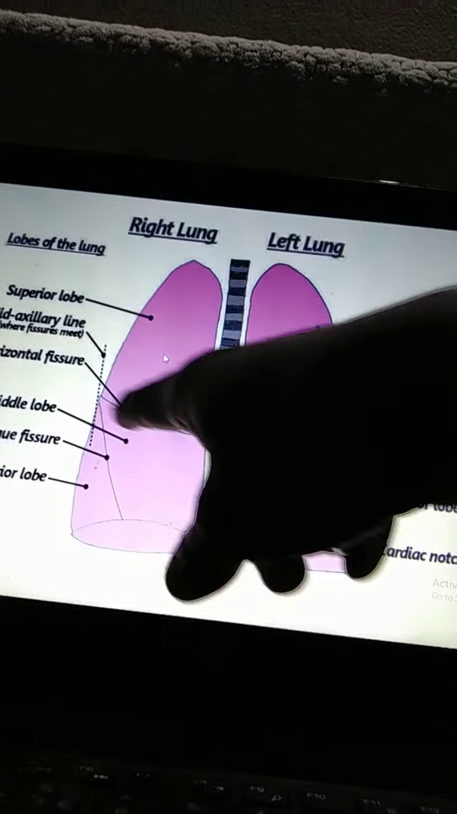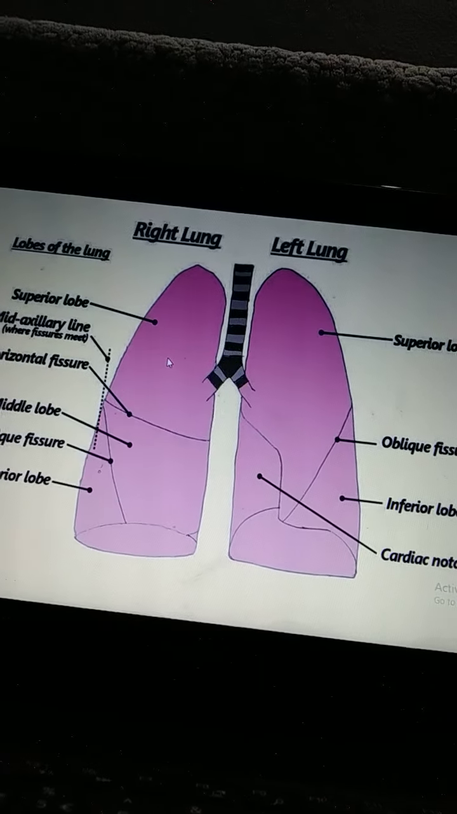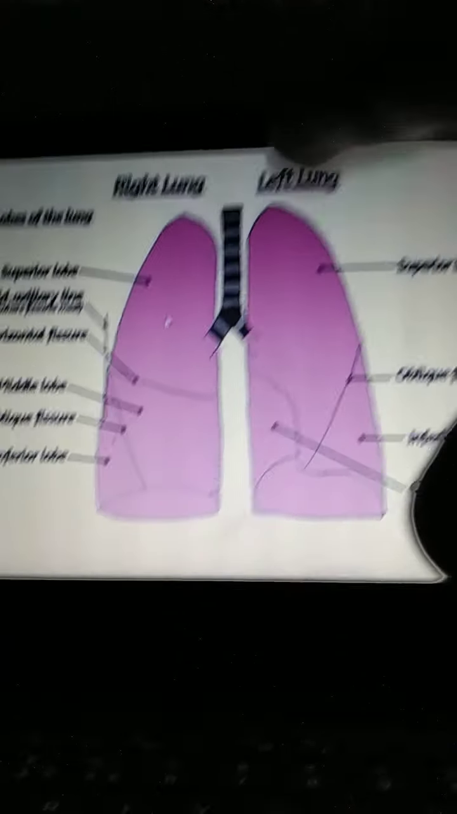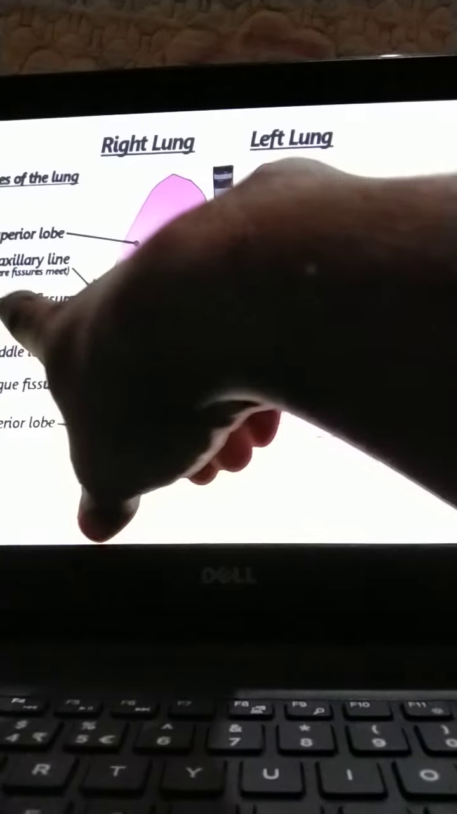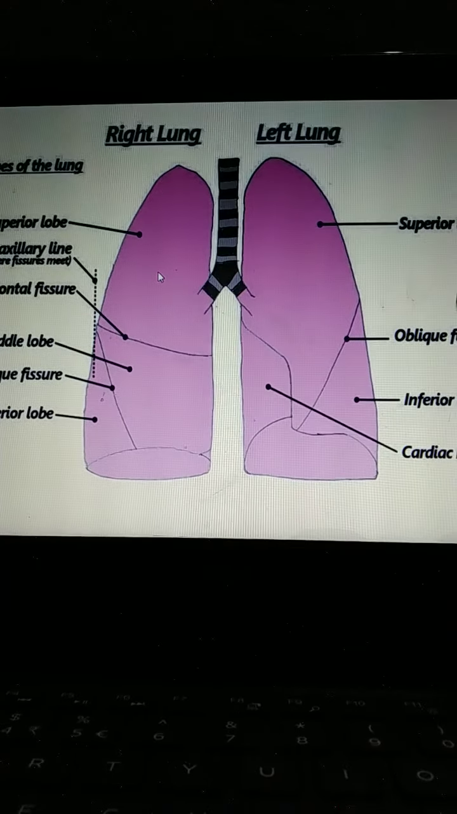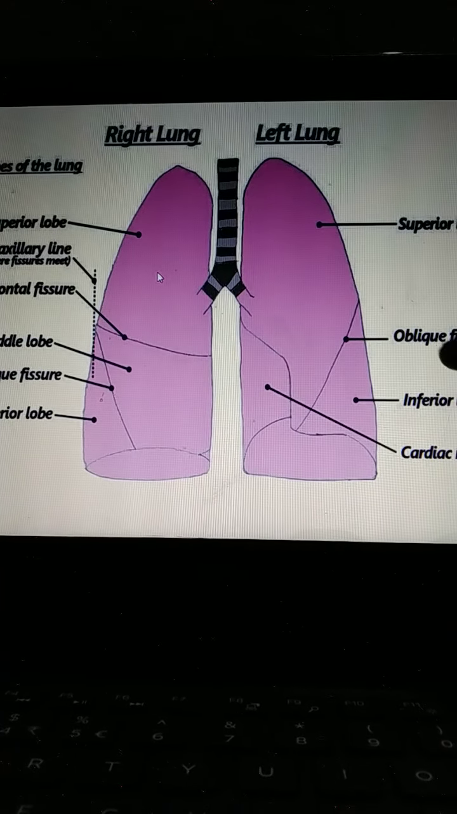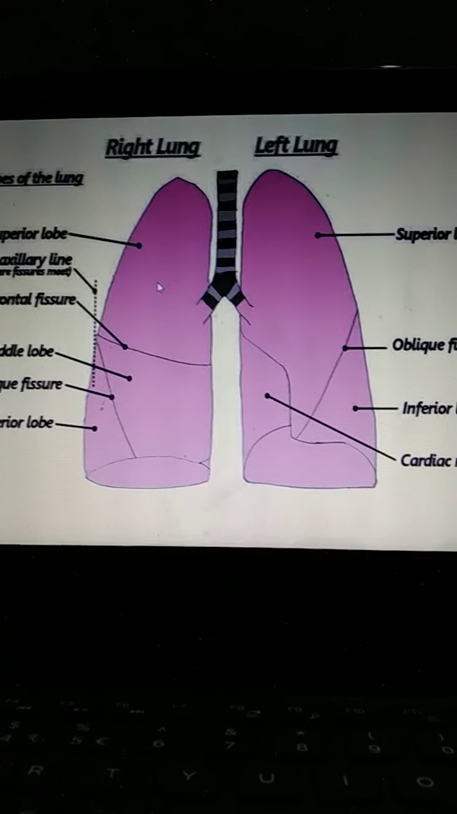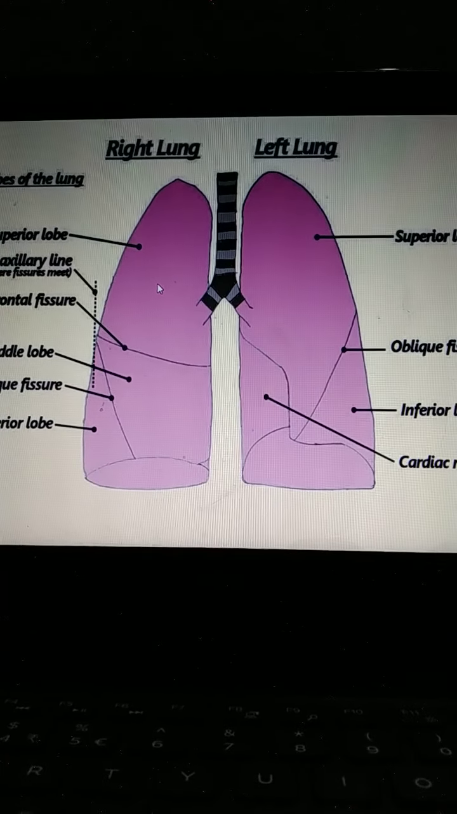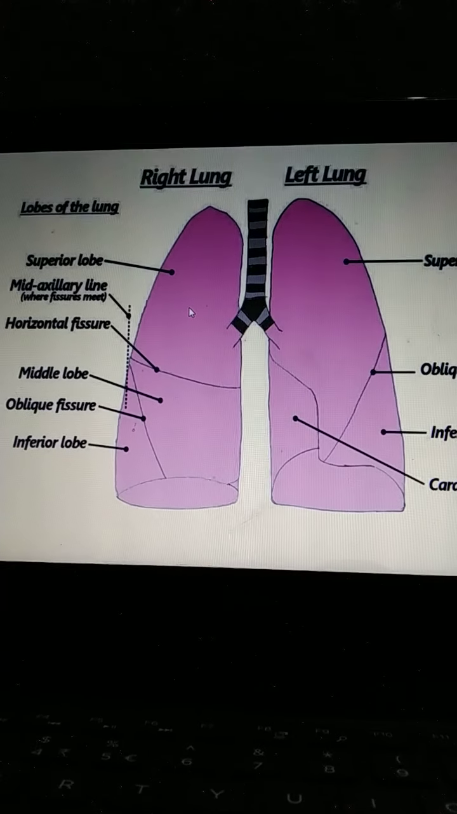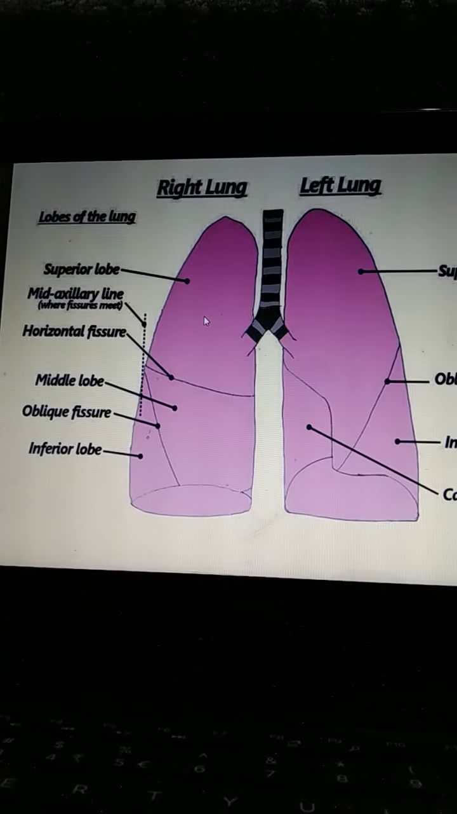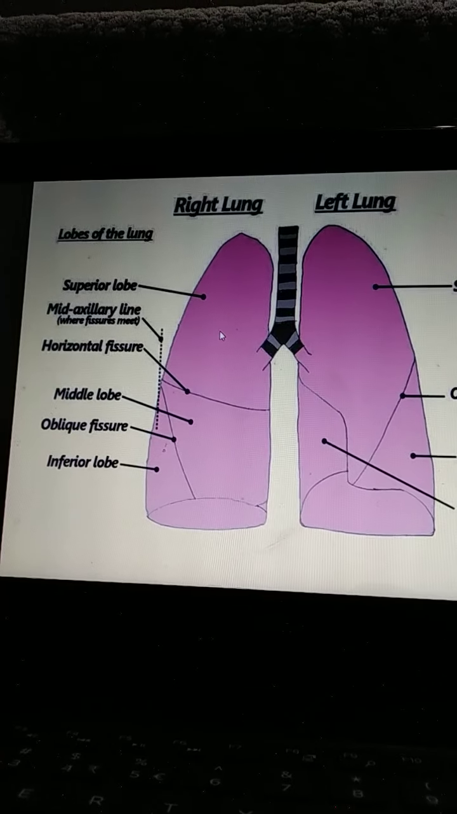What are fissures? A fissure is a structure which divides the lobes of the lung. On the right side there is a horizontal fissure and an oblique fissure, and on the left side there is an oblique fissure. Here also an oblique fissure is there. An oblique fissure means it divides the lobes obliquely.